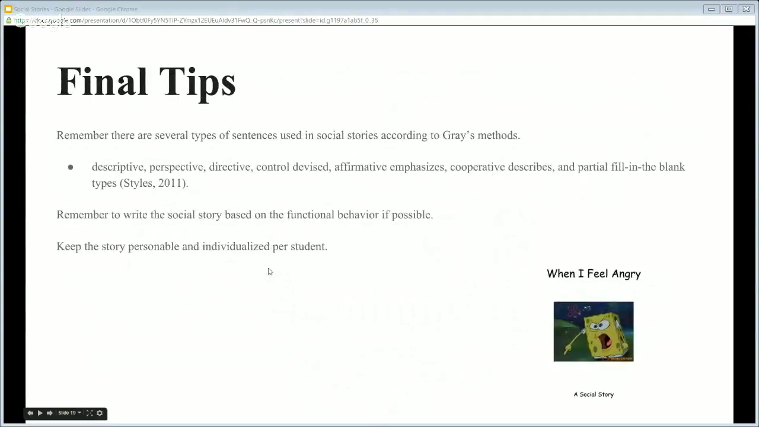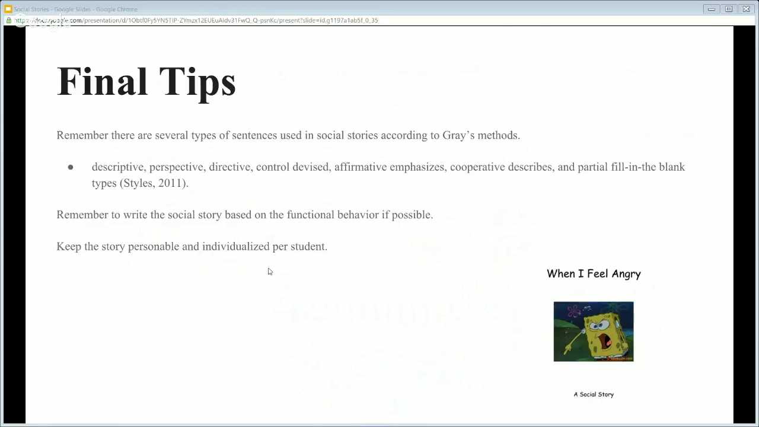So some final tips about social stories. Well, we want to remember that there are several different types of sentences using the social stories. They are descriptive, perspective, directive, control, affirmative, cooperative, and partial fill in the blank. And you do want to remember that you should use more descriptive sentences than directive sentences. Remember, for 3 to 5 descriptive sentences, 1 directive sentence.